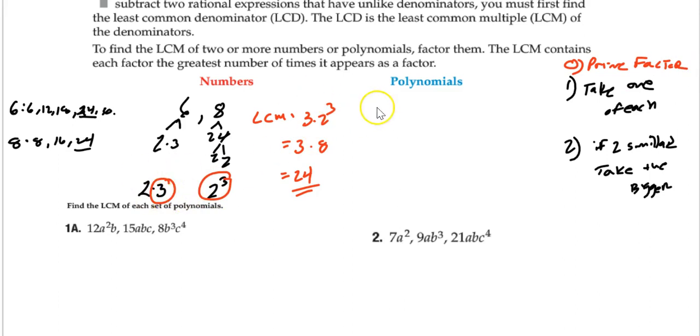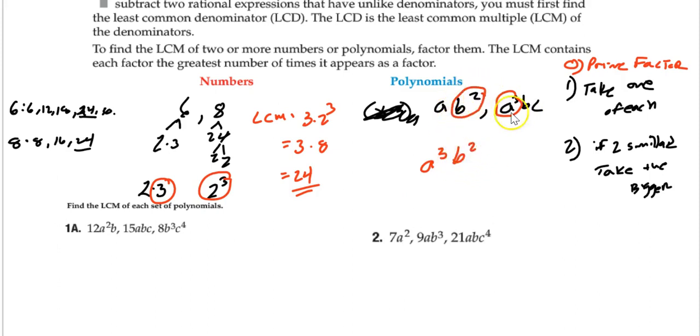Let's do it with variables first. a, b squared, and then a cubed bc. The exact same rule. You take one of each. So I need an a. There's two of them. I take the bigger one. I need a b. There's two of them. Take the bigger one. And then I need a c because there's a c there. You have to take one of each. And that's how you find the LCM. That's the way it works.